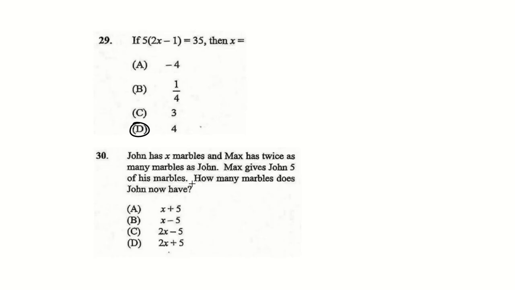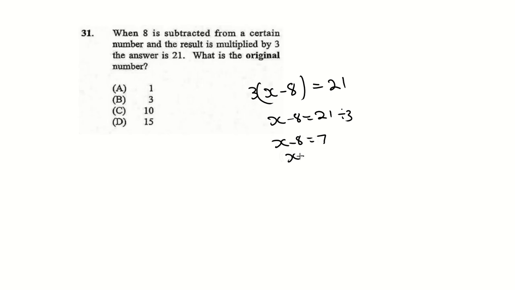Is this how much John has? John has x marbles and Max gives him 5. Right? So that's x plus 5. When 8 is subtracted from a certain number, so x minus 8, you multiply this by 3. We did this question already. The answer was D, I believe, but let's just check it out. You'll get x minus 8 is equal to 21 divided by 3. So x minus 8 is equal to 7. So x is equal to 7 plus 8, which is equal to 15. And that is the answer for number 31.